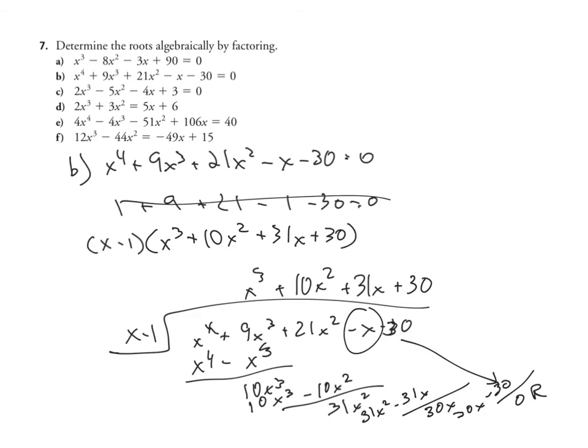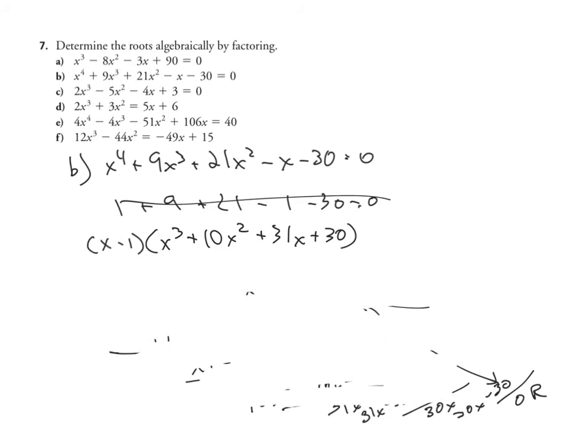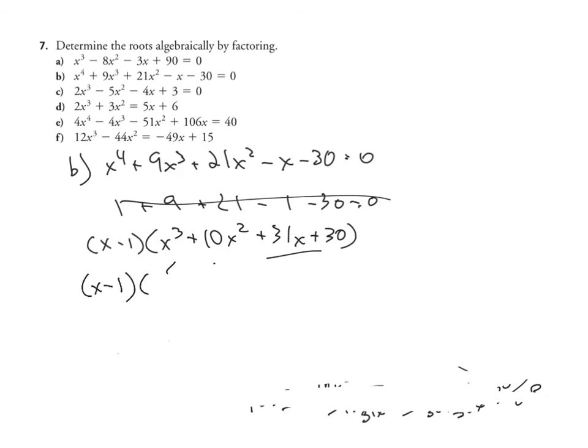All right, let's erase this. Find another number that goes into this to make it 0. I don't know. Let's try negative 2. So negative 2. Yep, it works. Okay, so x plus 2 is the other one. So 1 and negative 2 worked.